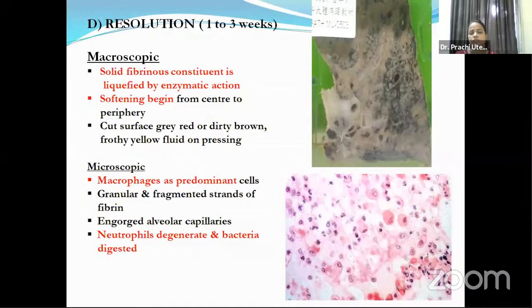And last is the resolution stage, which sets in at 1 to 3 weeks. Here the solid fibrinous constituent is liquefied by enzymatic action, and the softening begins from the center of the lung and goes towards the periphery. Here the macrophages are the predominant cells seen in the lungs, and granular and fragmented strands of fibrin are seen, and neutrophils degenerate and bacteria are digested. So these are the four main stages of lobar pneumonia.